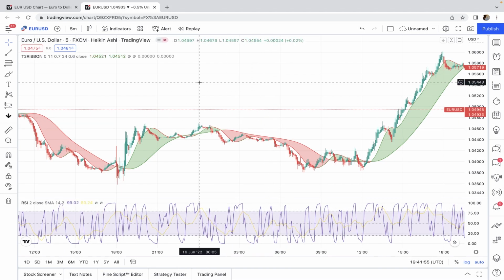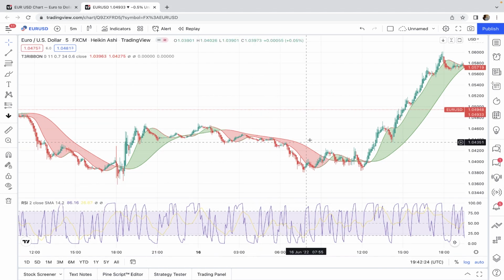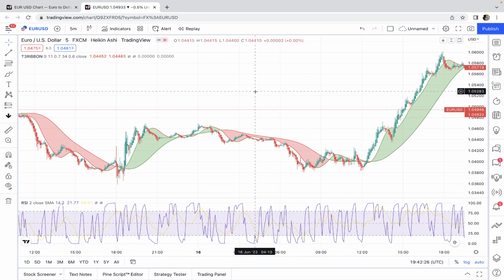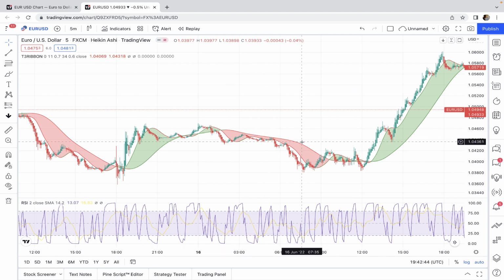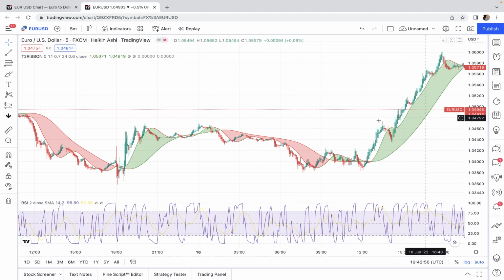Alright, now let's see how we trade based on this trading strategy. This is a trend following strategy, which means we identify short-term trends in the market and then we try to find a perfect trade entry. We use the T3 ribbon for identifying the direction of the market. Actually, these red and green waves you see on the chart.